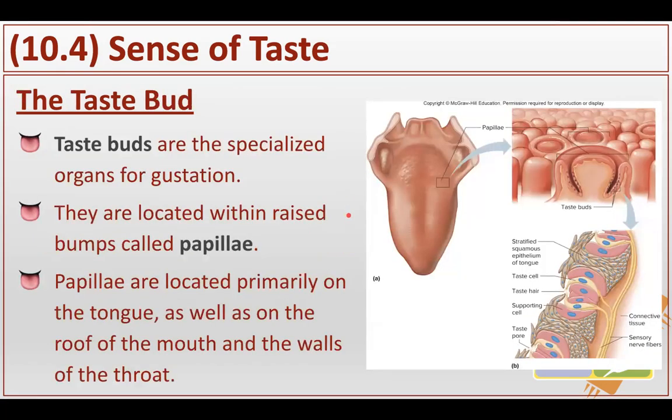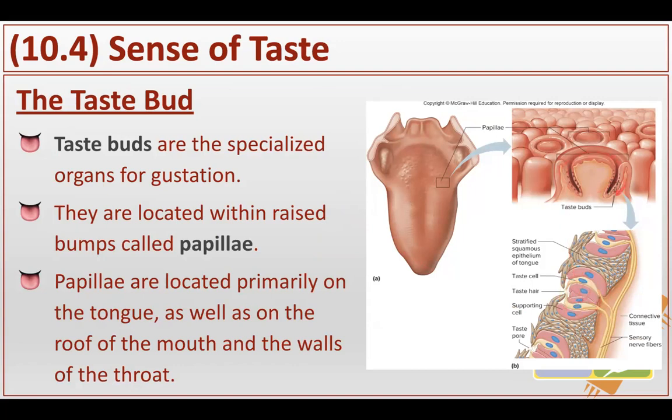The taste bud is the organ for gustation. Just like how the epithelial tissue within your nasal cavity for the sense of smell is the organ there, your taste buds are the organs for gustation. So they contain the gustatory cells over here. This is what a taste bud looks like.